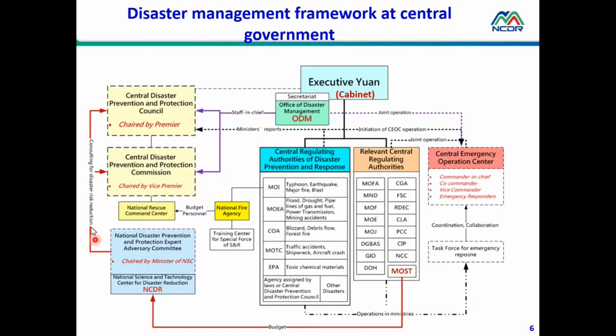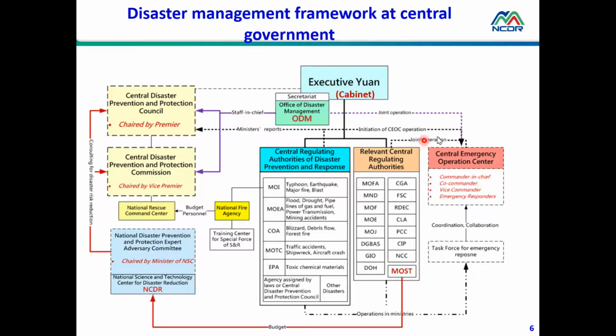So NCDR has to provide a lot of scientific consultation to the Central Disaster Prevention and Protection Council, chaired by the Vice Premier, or we even help to coordinate a lot of suggestions presented to the Premier. The Premier will chair the Central Disaster Prevention and Protection Council. This is our central government organization, especially a mechanism designed for science and technology.